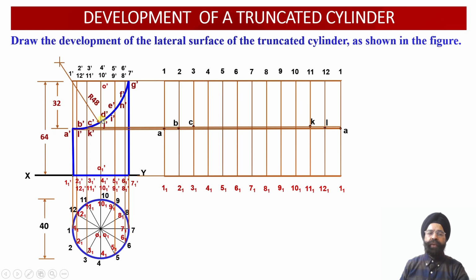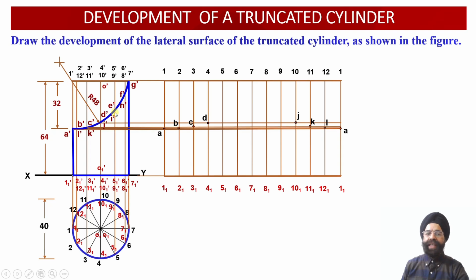So D dash is the point of intersection of the cutting plane with the vertical generator 4 dash and 4 1 dash, and J dash is the point of intersection of the cutting plane with the vertical generator 10 dash and 10 1 dash over here. Now wherever the horizontal projector line drawn through the 2 points D dash and J dash intersects vertical generators 4 4 1 and 10 10 1, it will provide us with the location of the points of intersection D and J in the developed lateral surface view over here.